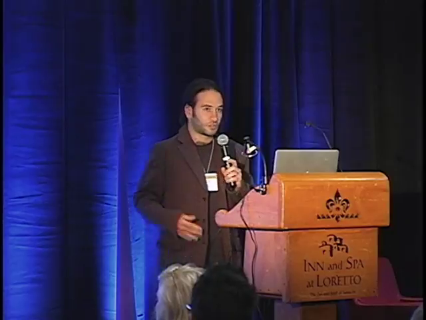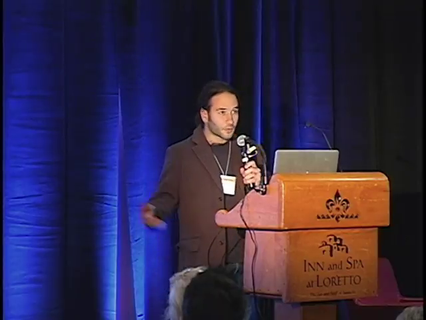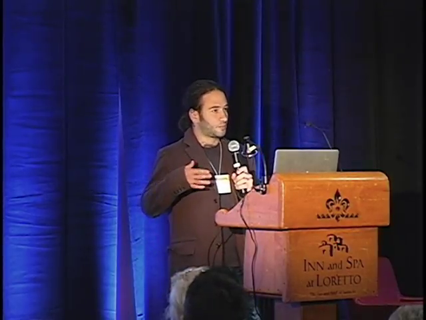Now, what are these properties of chess that make modeling real-world situations not realistic? There's a fixed move order. White goes, black goes, white goes. We don't really need to reason about who's going to move when. The time between the moves, unless you're really good at playing with that annoying clock, is usually irrelevant. It doesn't really matter how long your opponent takes to move. And there are no unexpected random events, unless you're playing in a living room with a toddler kicking over pieces randomly and you have to remember where to put them back. You don't really have to anticipate random events into the future.